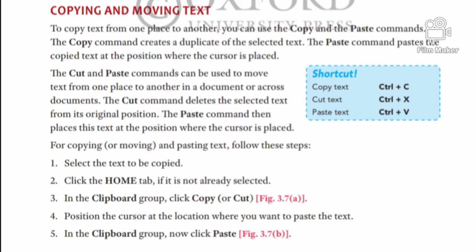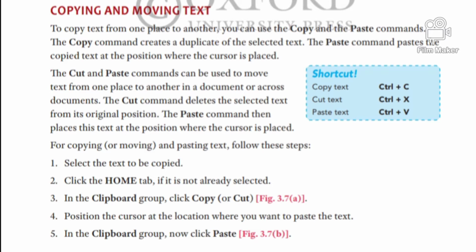Okay, now what is the shortcut of the cut key? The shortcut is Control plus X. You have to hold two keys: one is the Control key and the second is the letter X. You hold these two keys and what is going to happen? The text is going to be cut from the original place and then you can paste it anywhere you want in the document. You can paste it in the current document in which you are working, or you can paste it in any other document also.